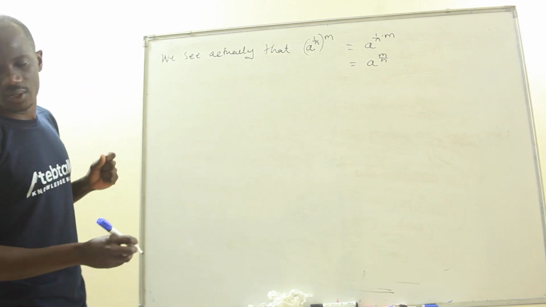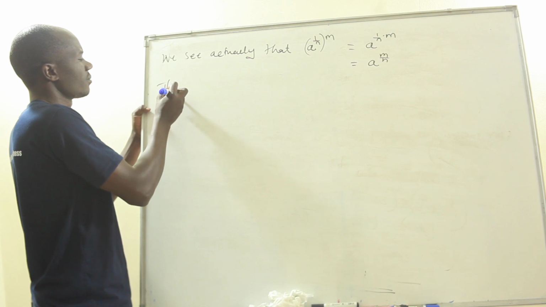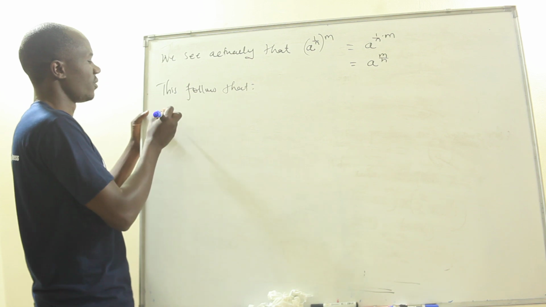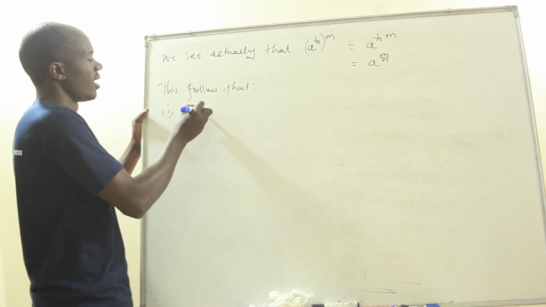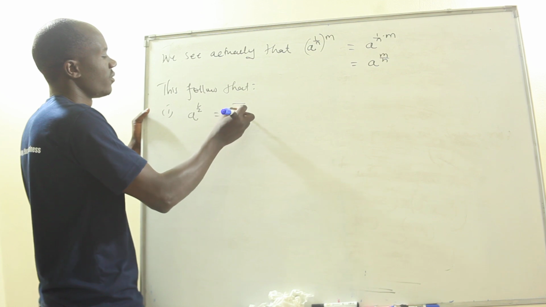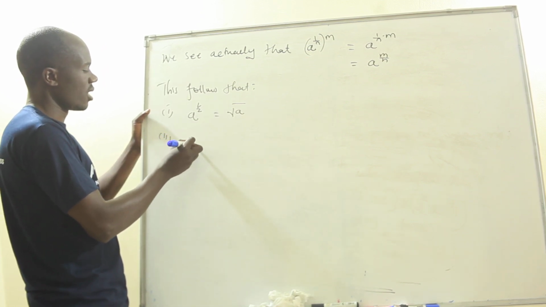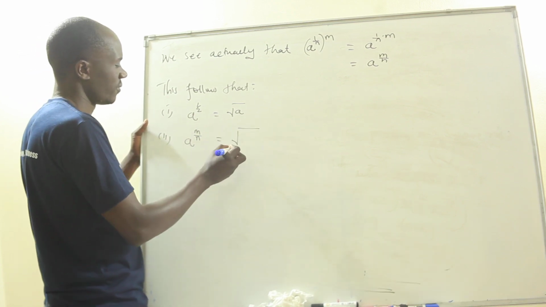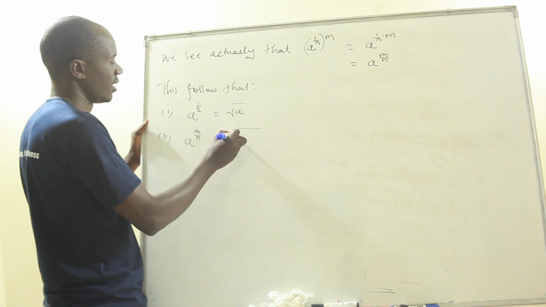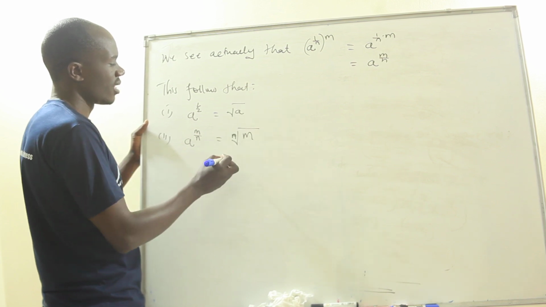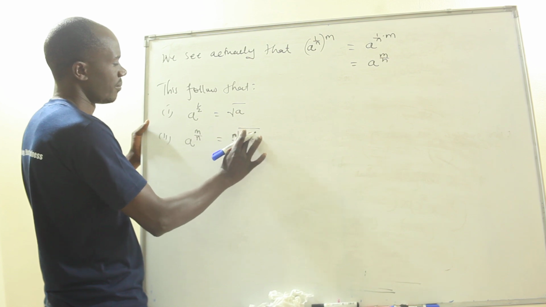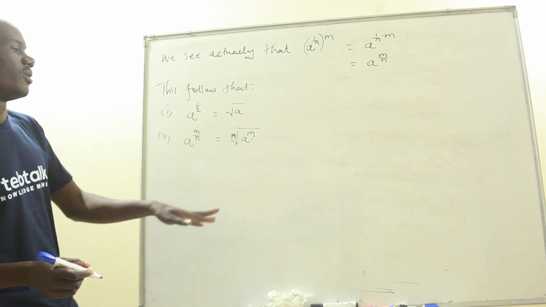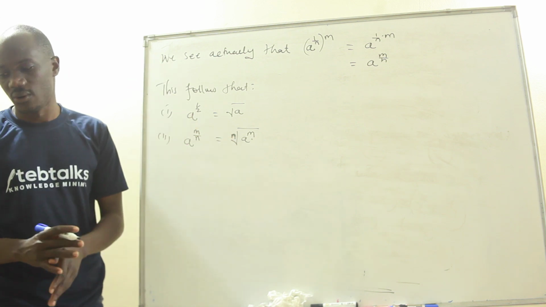So we can say this follows that Roman 1: a power a half is the same as square root of n. Roman 2: a power m over n is the same as the nth root of a power m, when you follow the same trend of what you have been doing. So this one comes on like that.